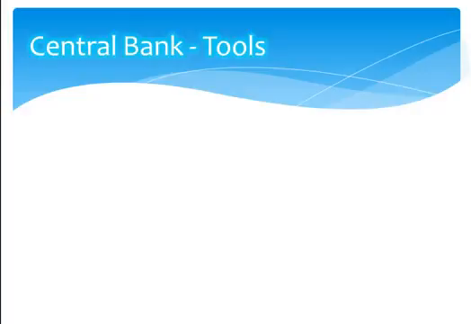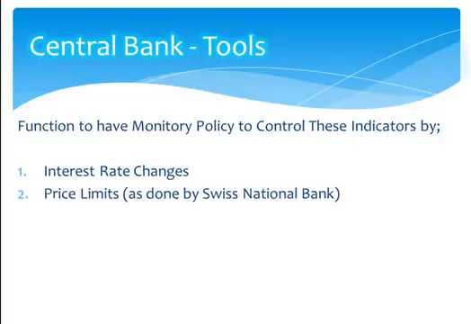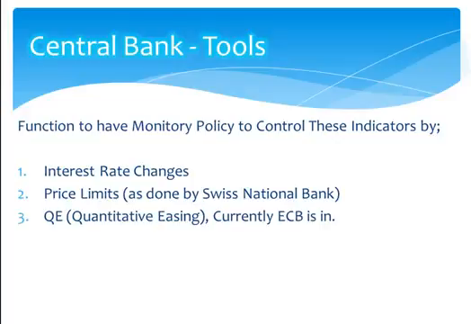So every country has a central bank. The central bank is responsible for controlling these economic indicators. What are the tools that the central bank uses to control these economic indicators? Number one, interest rate changes; the price limits, as you have observed this was done by the Swiss National Bank; and quantitative easing programs. Currently the European Central Bank is in it.